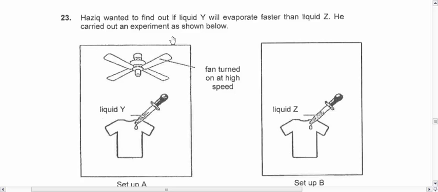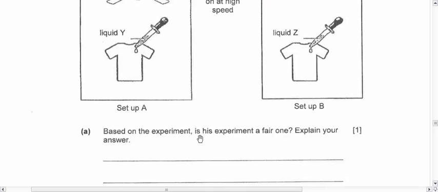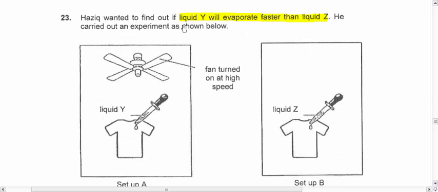Now question 23. Haziq wanted to find out if liquid Y evaporates faster than liquid Z. So this is his aim, whether Y evaporates faster than Z. Okay? So he carried out an experiment here. So I've got Y here, I've got Z here, I've got this fan here, and nothing here. So based on the experiment, is this experiment a fair one? You explain your answer. So basically, what he's trying to find out is whether Y evaporates faster than Z. So that's his variable that he's testing.